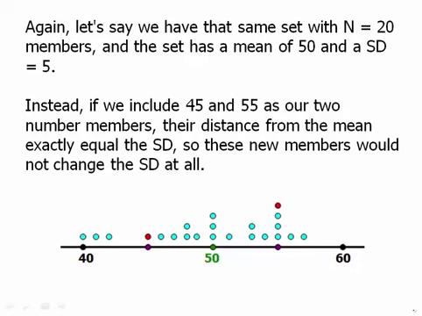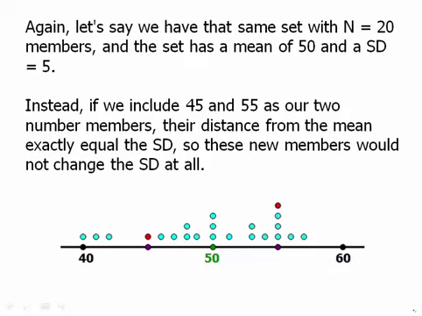And now we're adding 2 numbers that are exactly at the standard deviation on either side. One is 1 standard deviation above the mean, and the other is 1 standard deviation below the mean. Each one has a deviation from the mean exactly equal in size to the standard deviation. So that means they're not going to change the standard deviation at all.